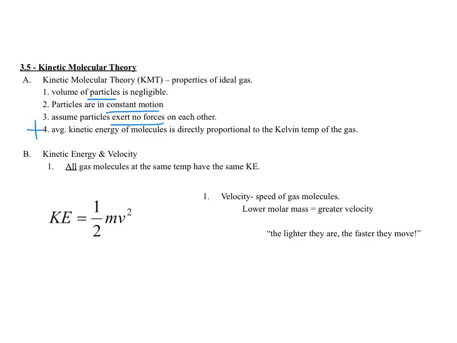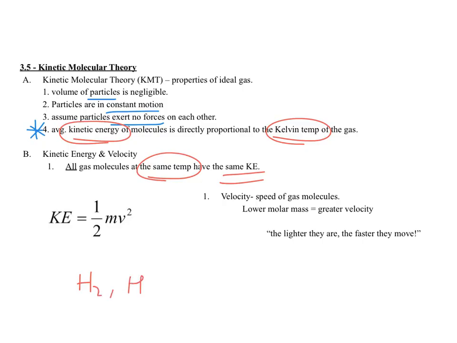This one, number 4 here, is really important. It is the relationship between kinetic energy and the temperature. Temperature is a measurement of the kinetic energy. So if gas molecules are at the same temperature, they have the same kinetic energy all the time, no matter what. If you have hydrogen gas or helium gas or nitrogen gas, whatever it is, if they're all at 300 Kelvin, then they all have the same kinetic energy because it is completely dependent on temperature only.